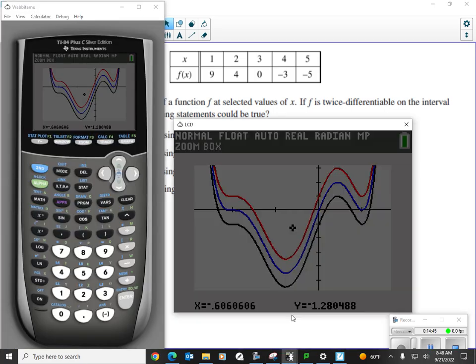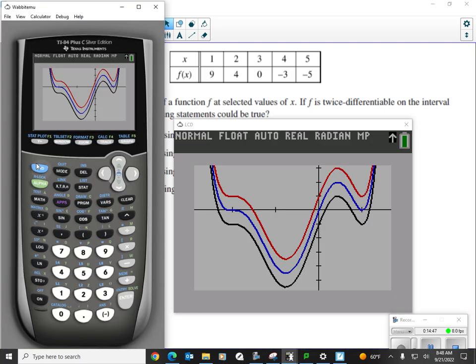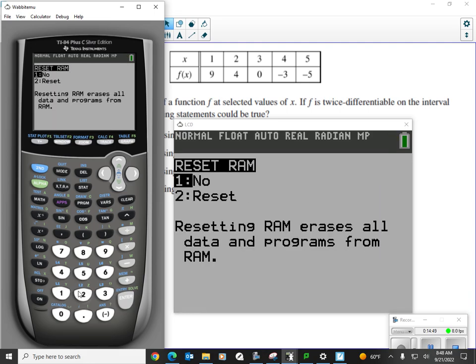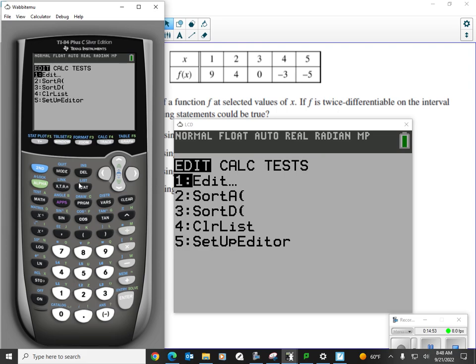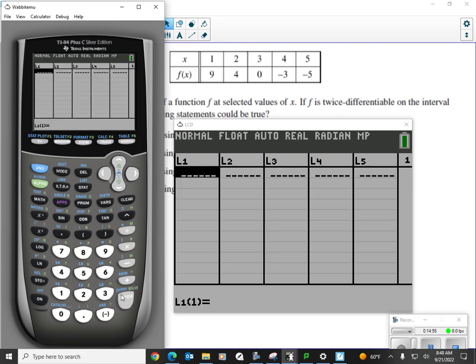Why not use it? I'm going to clear this out. Hit second plus 712. That resets everything. I'm going to go to stat, edit. I'm going to put my x's in my L1 column, so it's 1, 2, 3, 4, and 5. And I'm going to put my y values, or the f of x, in the L2: 9, 4, 0, -3, -5.